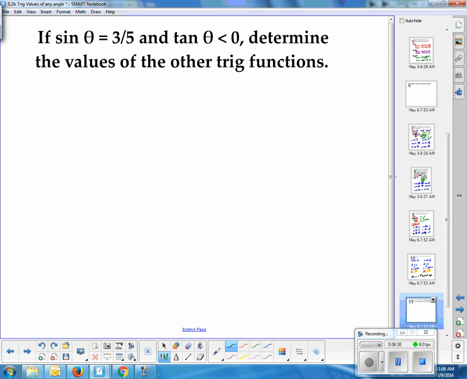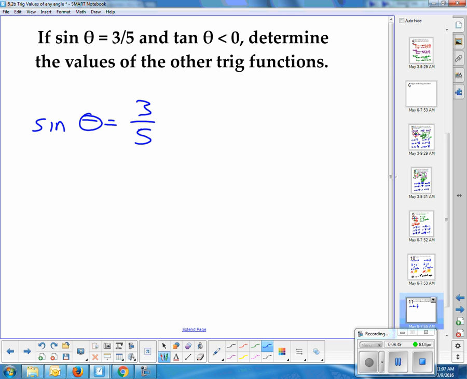One last example here. If sine of theta is 3/5 and tangent of theta is negative, determine the values of the other trig functions. Now, we need that extra piece here because if I take a look at the sine function, sine of theta equals 3/5.